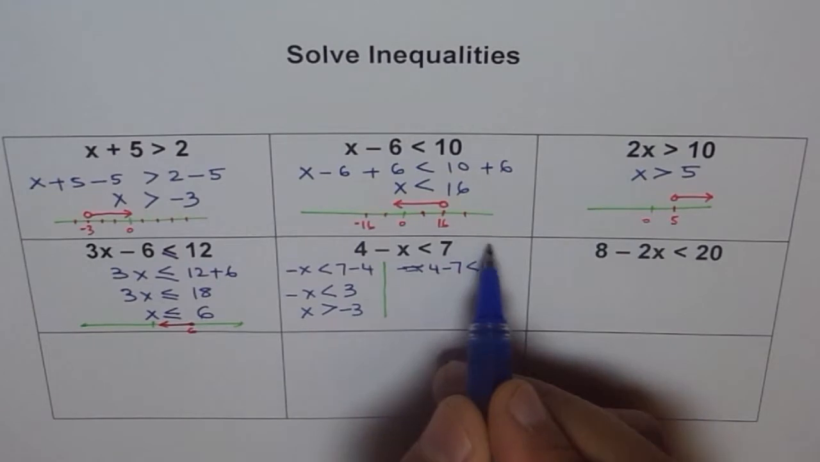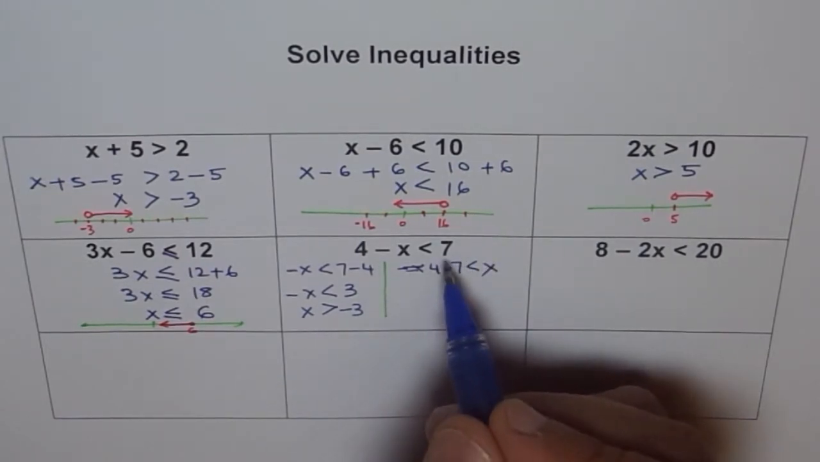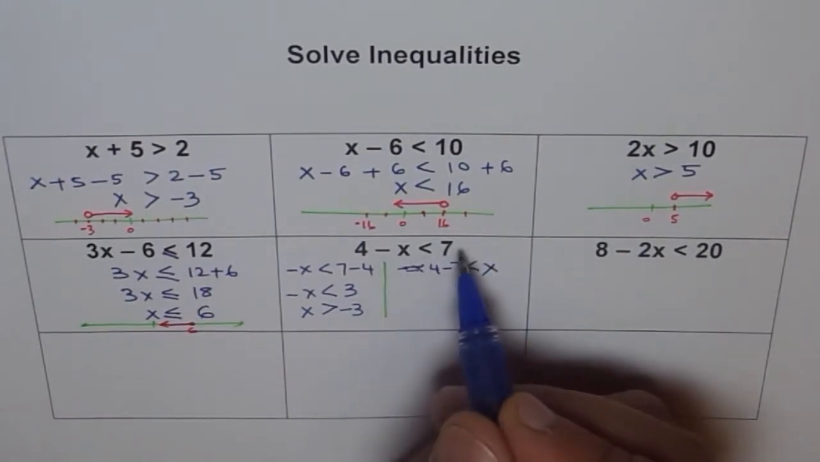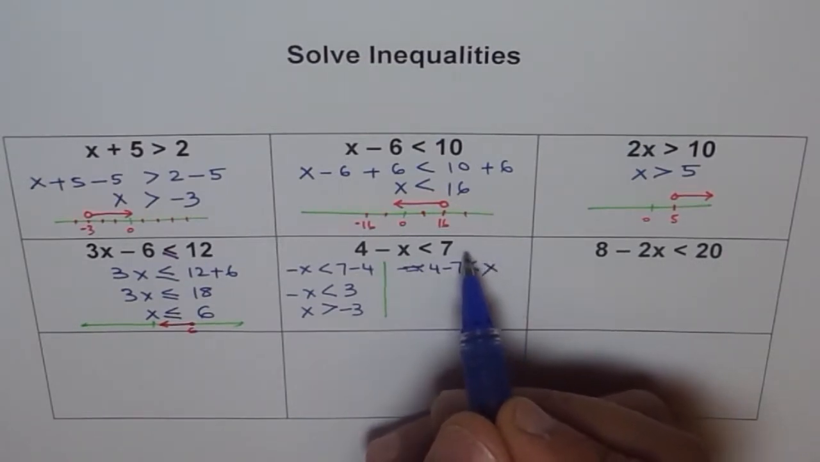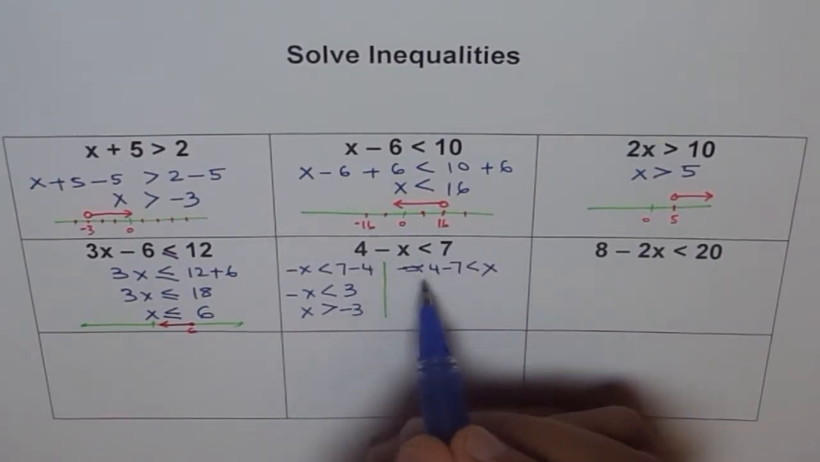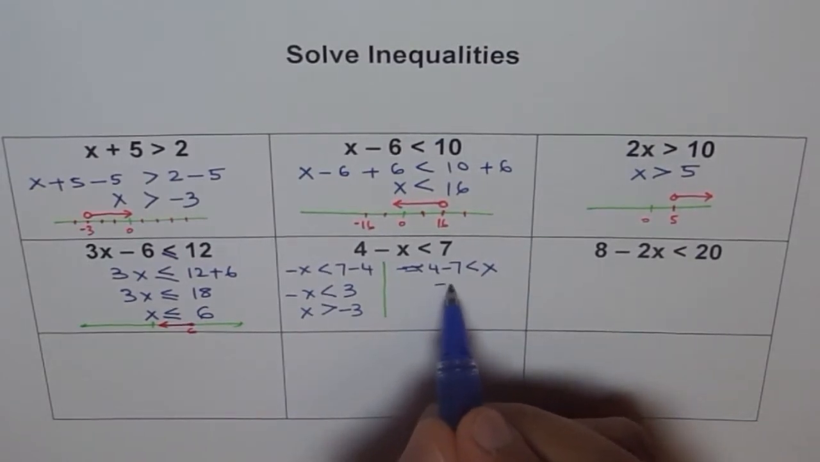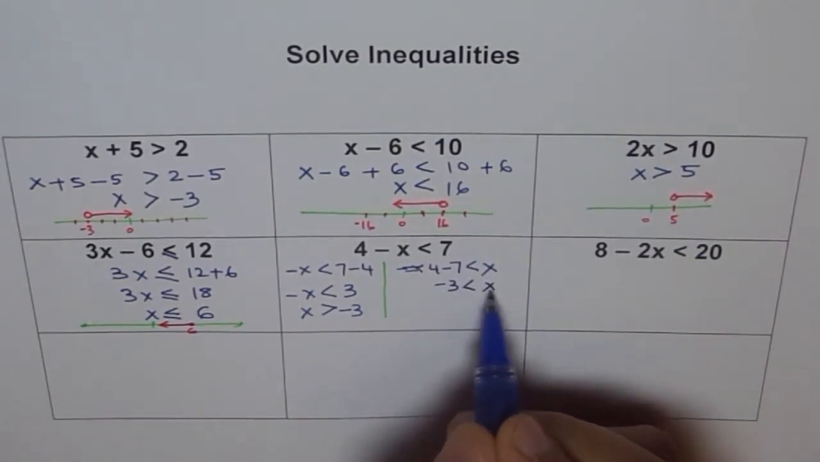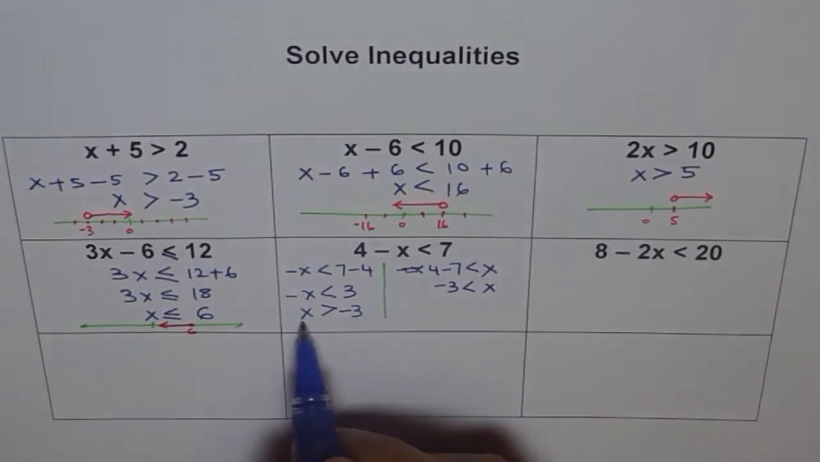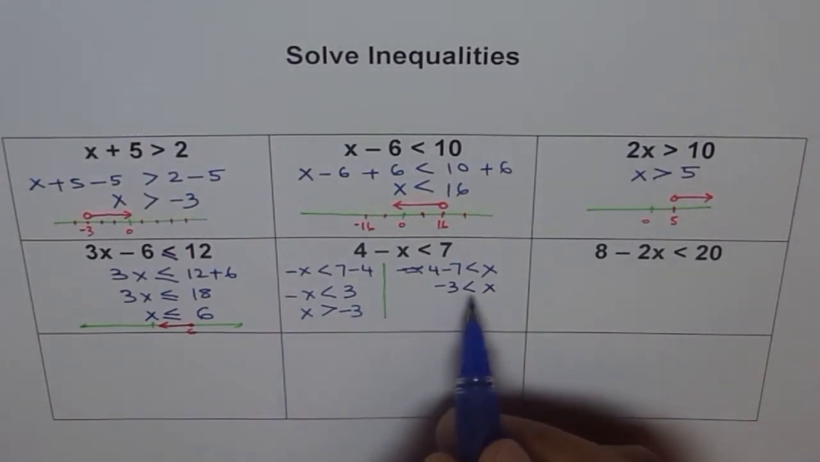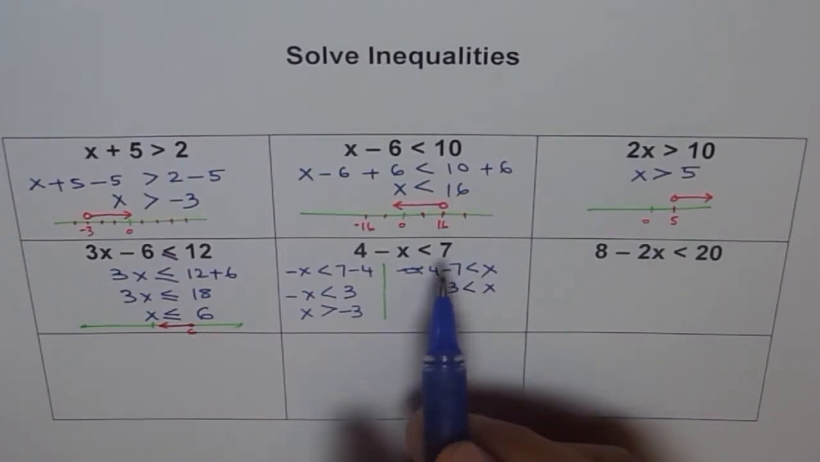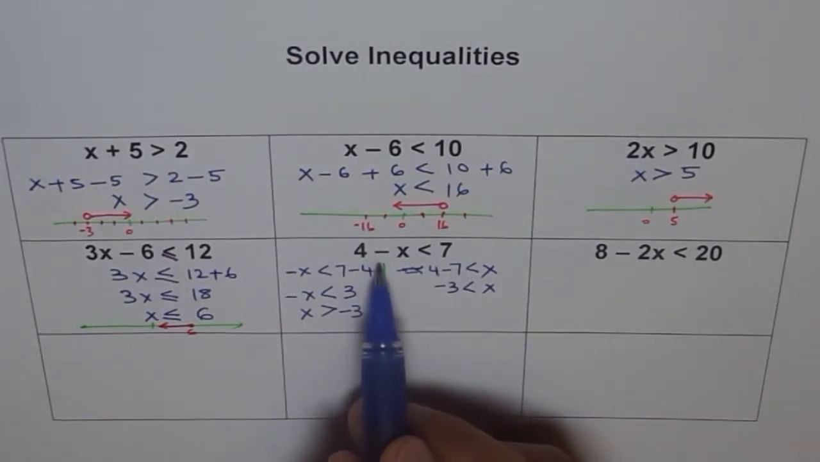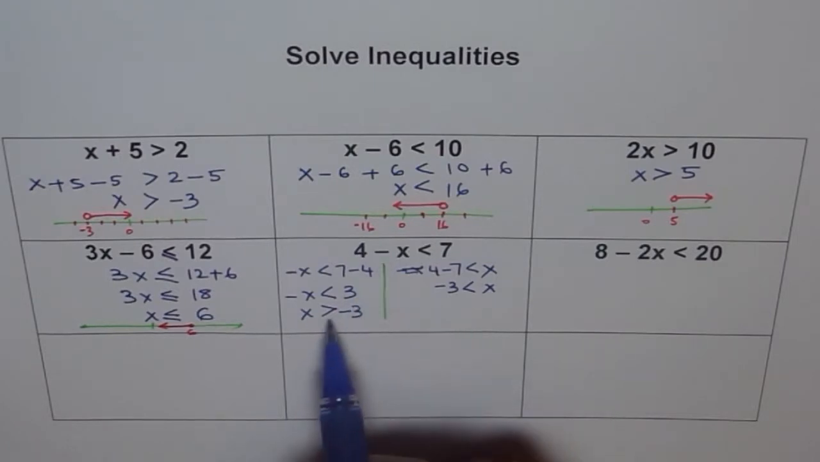We are taking x on this side. That means we are adding x and subtracting 7. When we add x, we get rid of x from this side and it comes here. And when we subtract 7, it becomes 4 minus 7, which is minus 3. We get x is greater than minus 3. Do you see? You get the same result. So this is an alternate approach. Do you understand? So be careful. Whenever you are multiplying or dividing by a negative, you need to change the inequality also.